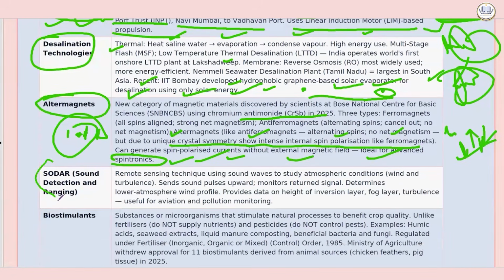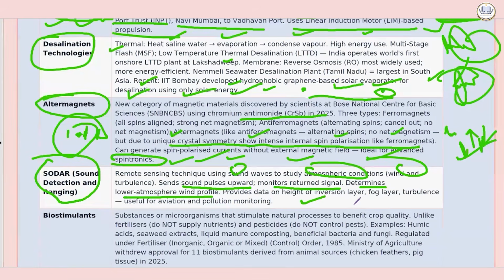Then we have SODAR, which is Sound Detection and Ranging. It is a remote sensing technique using sound waves to study atmospheric conditions, wind and turbulence. It sends a sound pulse upward and monitors the returned signal. It determines the lower atmosphere wind profile. It provides data on the height of the inversion layer, fog layer, and turbulence, useful for aviation and pollution monitoring.